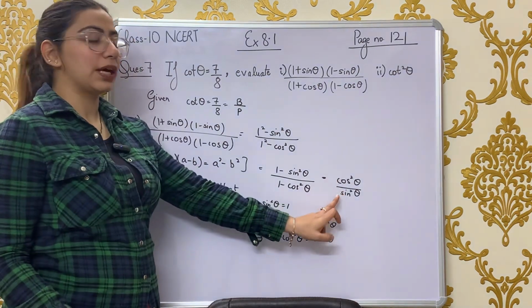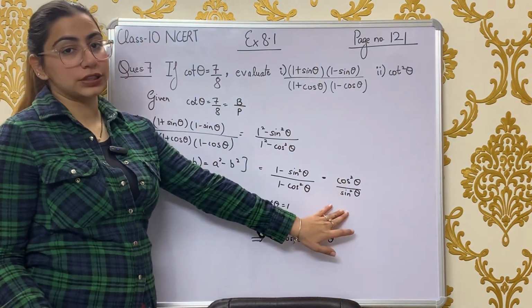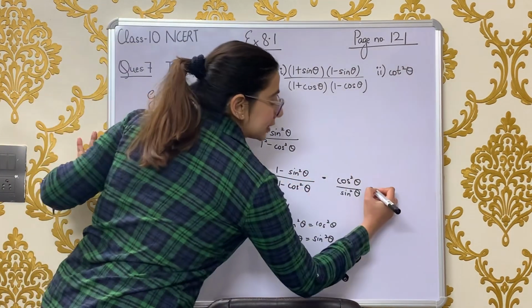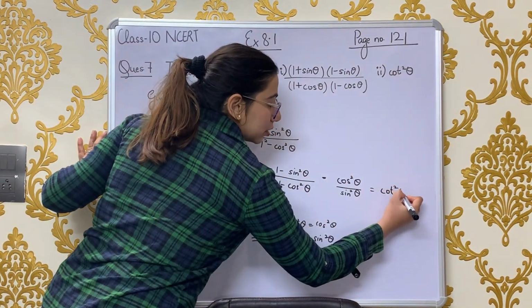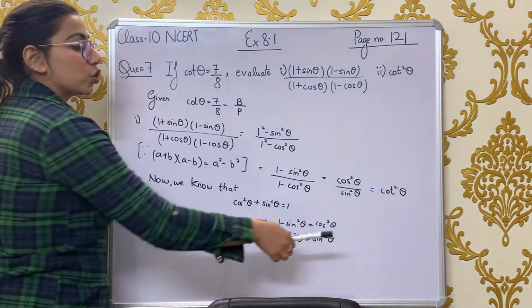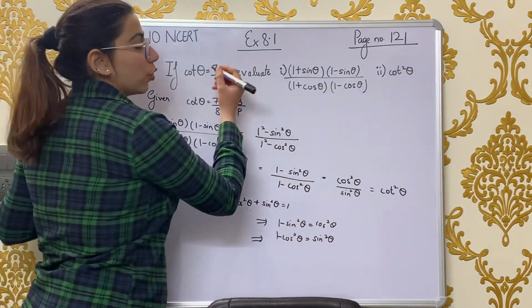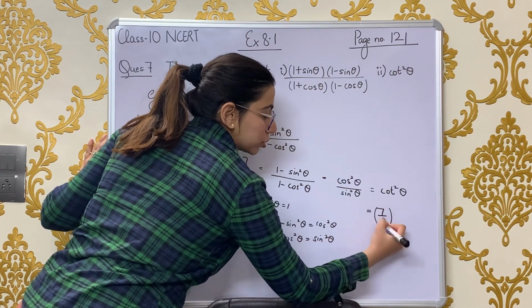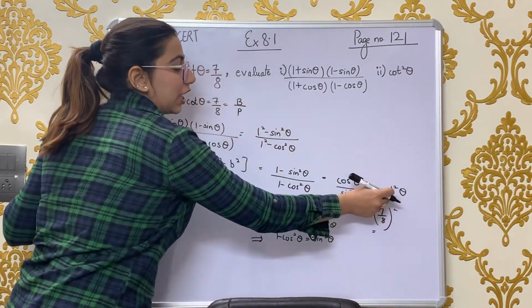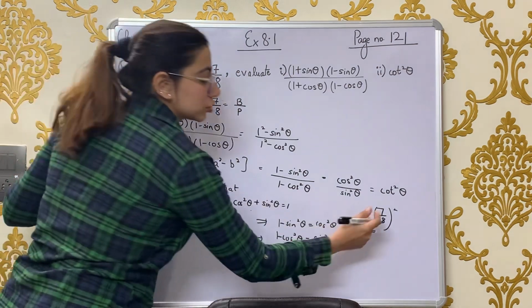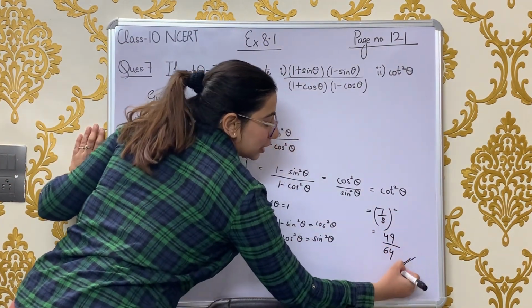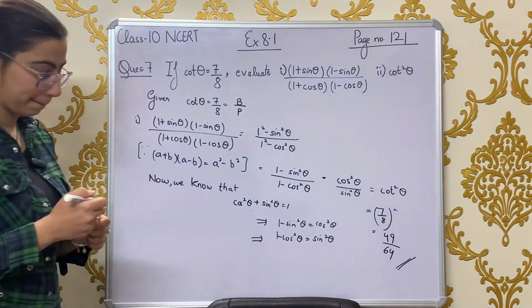Now cos theta by sine theta is nothing but cot theta, and here we have cos square theta by sine square theta, so we can write this as cot square theta. Right? Now solving cot square theta, we know the value of cot theta is 7 by 8. So 7 by 8 whole square. Why? Because we have cot square theta here. So the square of 7 is 49 and the square of 8 is 64, and that is our answer for the first part.